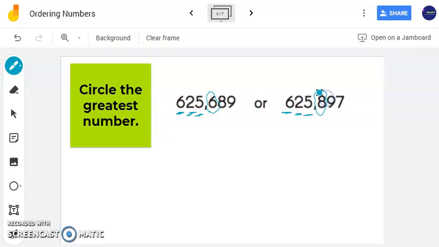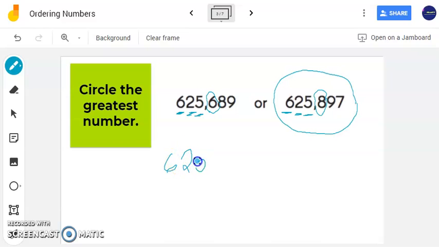So here, the digit in my hundreds place is going to help me determine which number is larger. Since 8 is larger than 6, this entire number here is going to be greater. So 625,897 is greater than 625,689. Now let's say if I wanted to compare these two numbers using a greater than or less than sign.